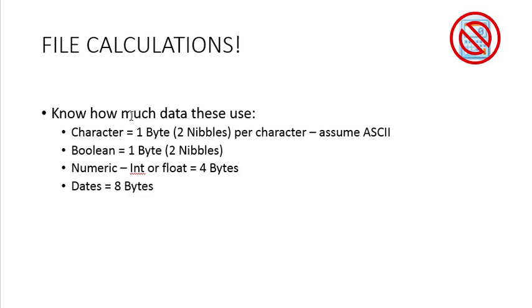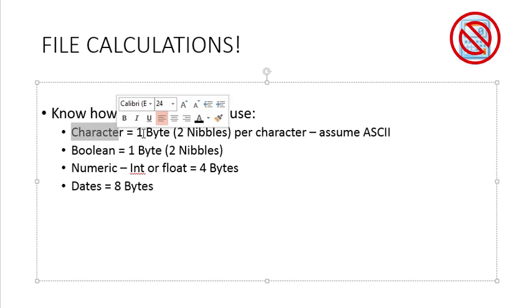When dealing with databases, before we do that, it's important you understand how many bits and bytes are used for each type. When it comes to characters, we're going to assume 1 byte or 2 nibbles per character. In other words, we're assuming the ASCII character set.